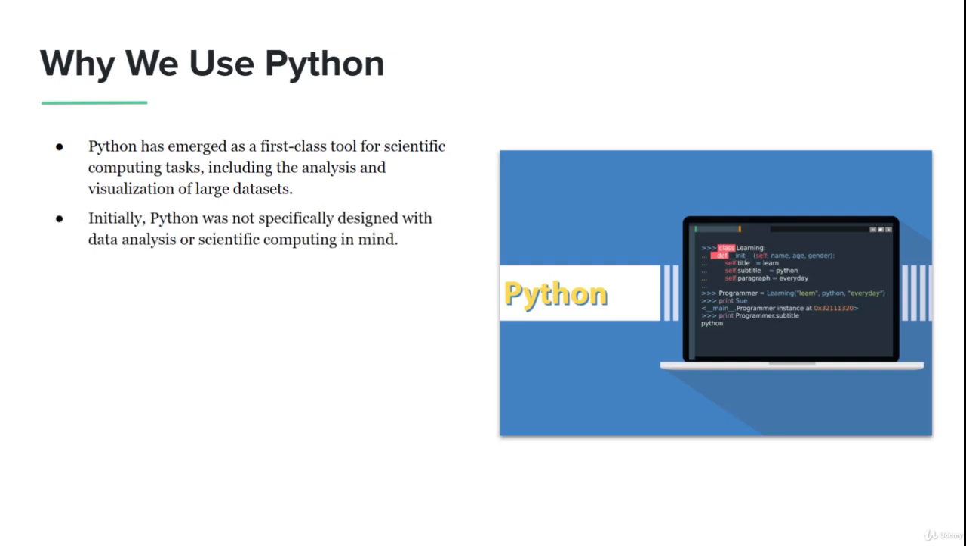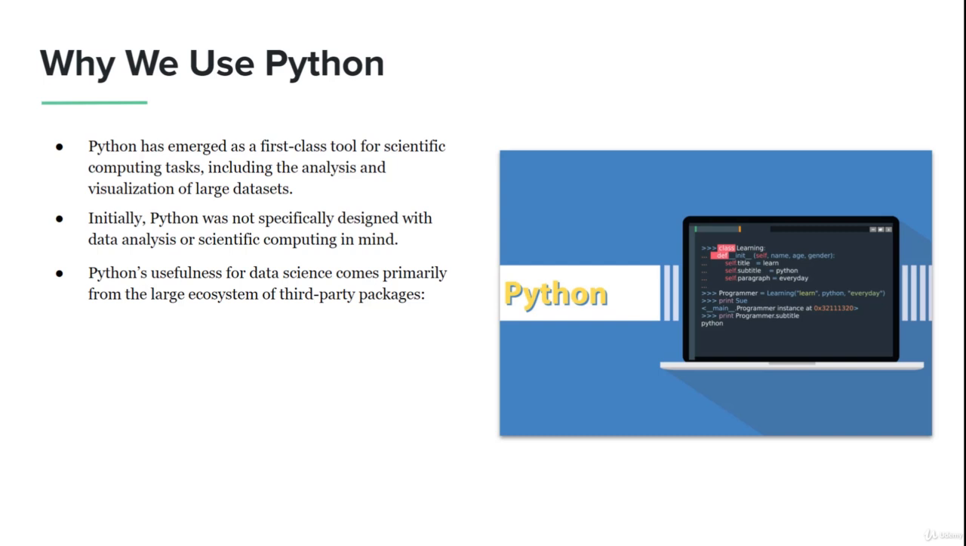Python initially was not specifically designed with data analysis or scientific computing in mind. That's why a ton of different libraries have been added for us to be able to visualize the data within Python. We need third-party libraries to allow us to visualize the data, to present it, and to showcase it in a very usable manner. Python's usefulness for data science comes primarily from the large ecosystem of third-party packages. Just like I mentioned, we have a ton of third-party packages available.